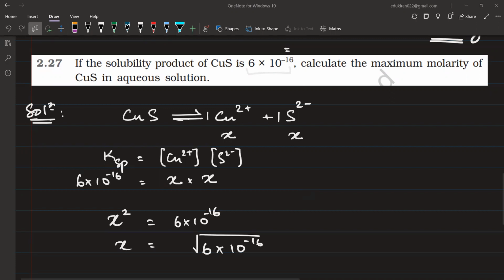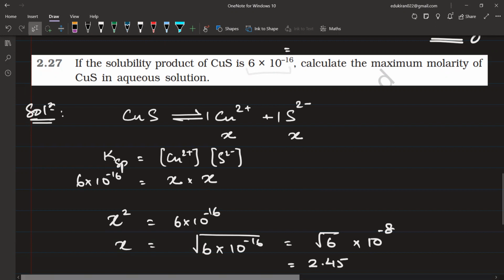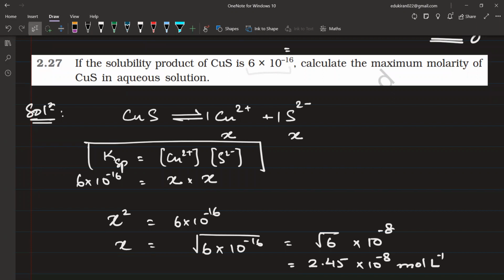Right? Now I can write this also as root 6 into 10 to the power minus 8. Okay, so what is the root 6? Root 6 will be approximately equal to 2.45 into 10 to the power minus 8 moles per liter. Basically, this is important. ये वाला part important है. आगे से calculation sir.